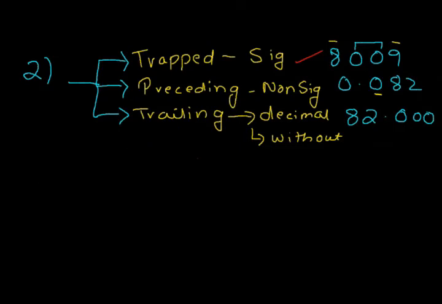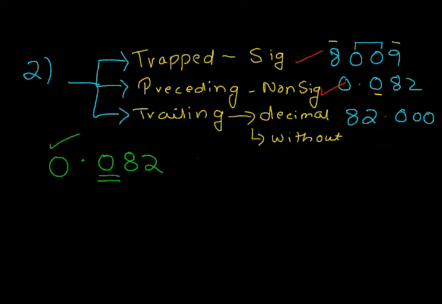Now let us take the example of preceding zeros. What I mean by preceding zeros is the zeros that come before a non-zero digit. Like the example that I have taken here, let's begin with that example itself. So if you have a number 0.082, this zero will not be significant.